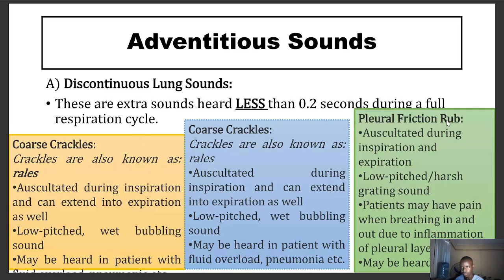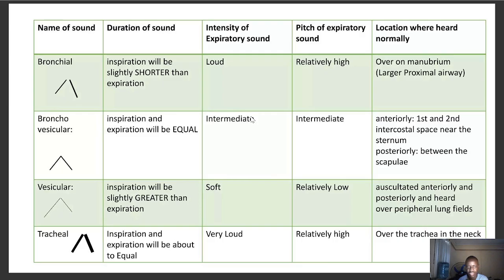What about friction rub? Friction rub is auscultated during inspiration and expiration. They are low pitched, rough, hushed, grunting sounds. The patient may have pain when breathing in and out due to inflammation of the pleural layers. Okay, that's about pleural friction rub. Don't forget about that. They're two under discontinuous lung sounds, and they're heard for less than 0.2 seconds during a full respiratory cycle.